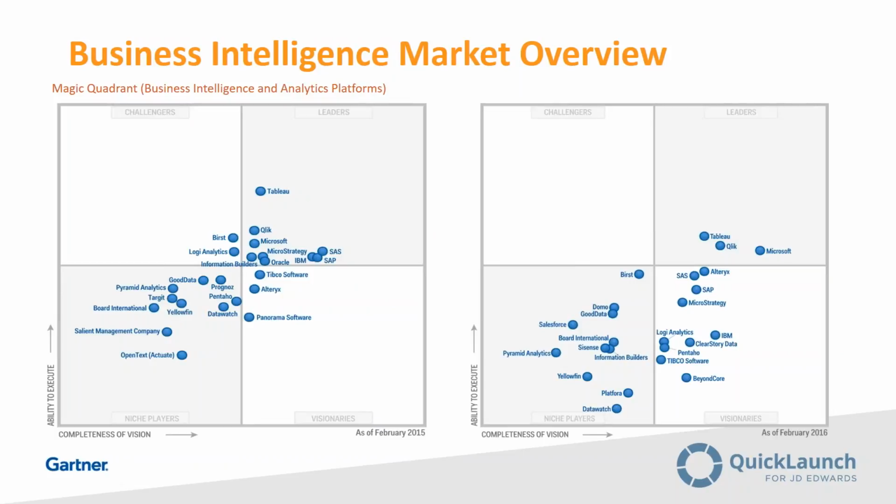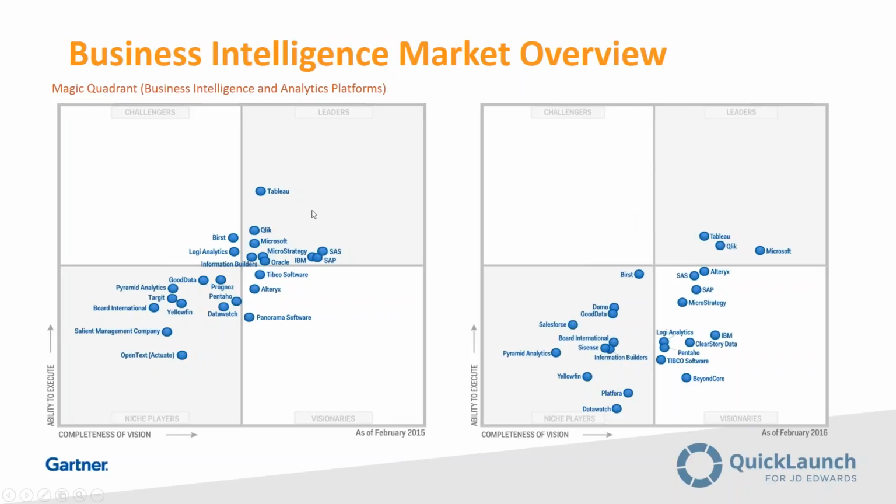So the business intelligence market: here's an example of the Gartner Magic Quadrant. I don't know if you all follow Gartner, but Gartner is one of the top technology analyst firms out there, and every year they come out with what they call a Magic Quadrant. This happens to be their business intelligence and analytics platforms.